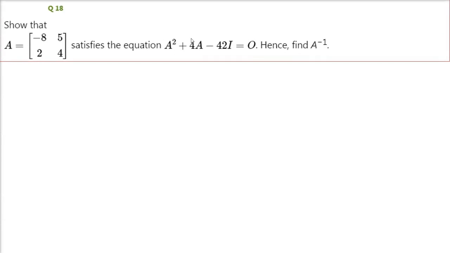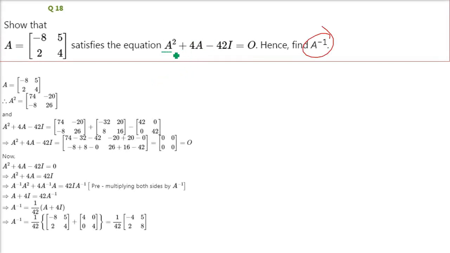Now this is also the same kind of question. So A squared means you have to multiply the matrix twice, the same matrix multiplied with the same matrix, then 4A minus 42I. And as I said, 42I has to be taken on the right hand side. But before that, you have to verify the equation.